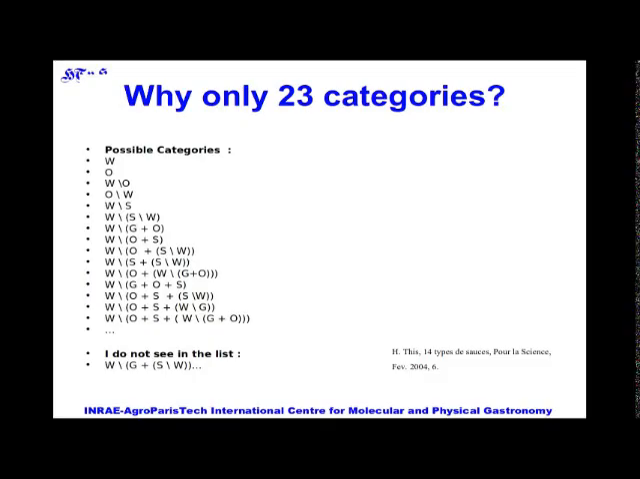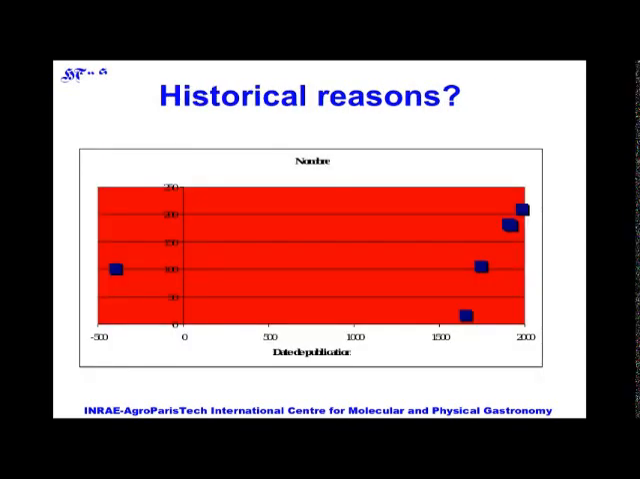They are ordered by more or less the length of the formula in this picture. And I added at the bottom one of the formulas that I did not see in the list of French classical sauces. So it means that you can introduce new sauces based on formula that were not used before. Why only 23 categories? I don't know, of course, but I have a guess.